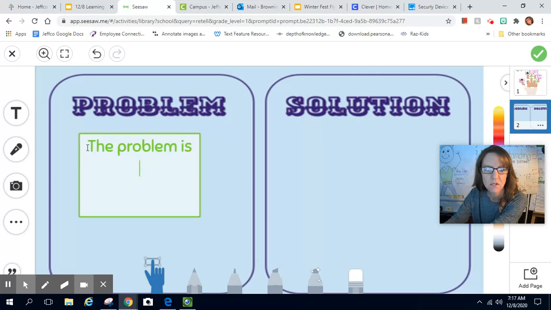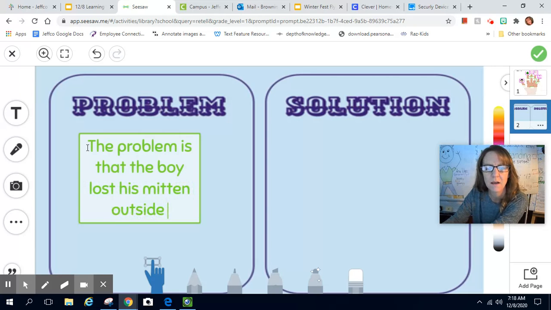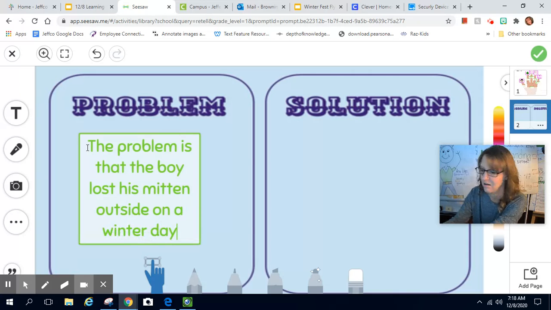What is the problem of the story? What happened? What really set off the problem and then the events, because they're trying to solve the story. So the problem of the story is, or was, that the boy, right, what did he do? Lost his mitten. Where did he lose his mitten? Outside. So giving those details, you can even give even more details. Outside on a winter day, right? Those details from the story.